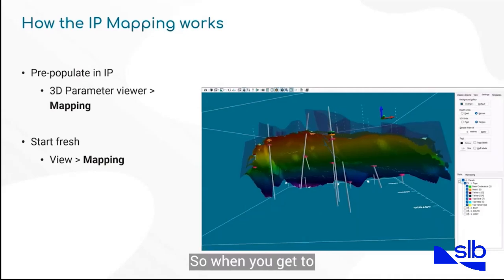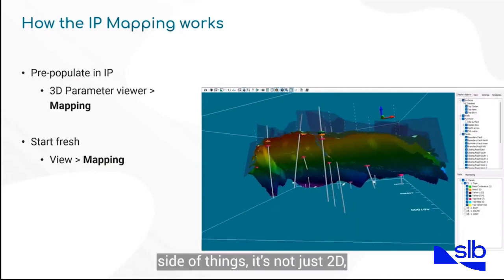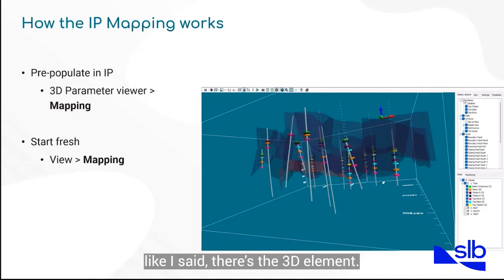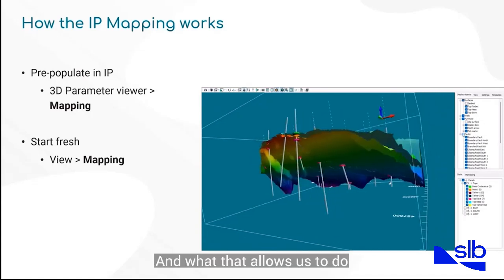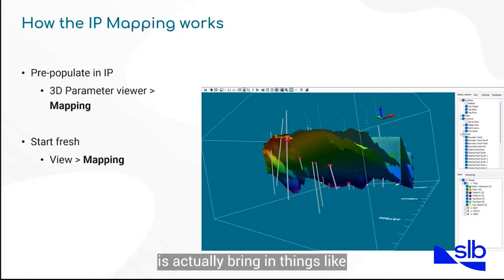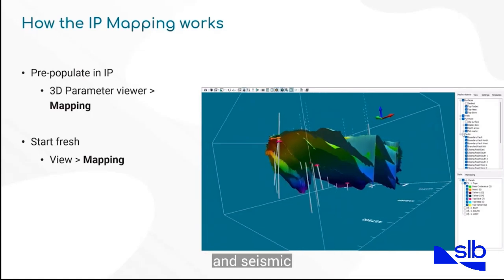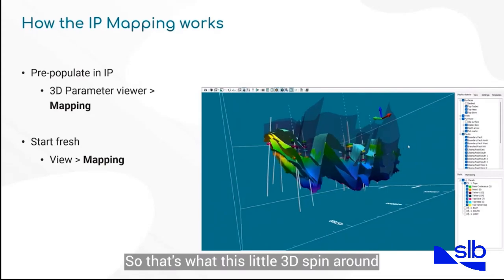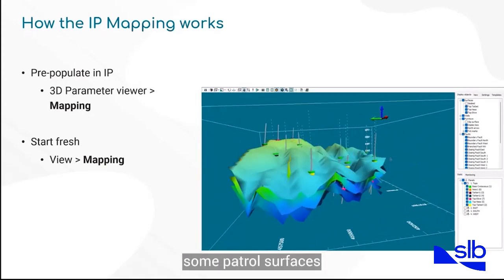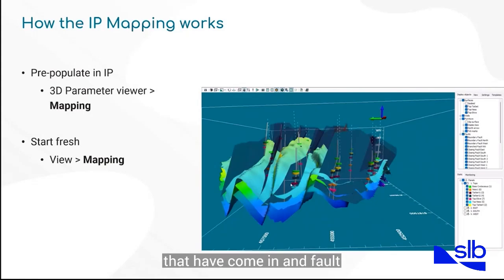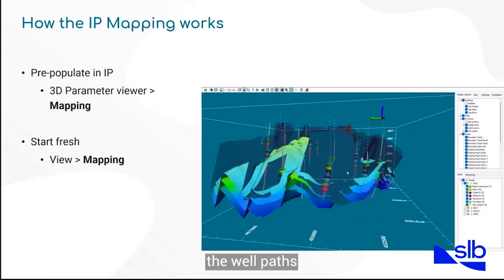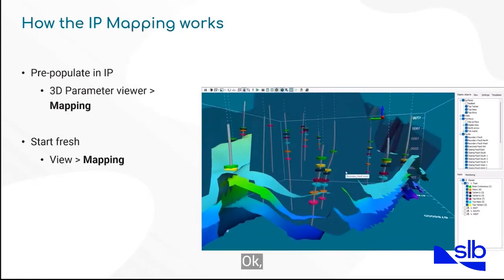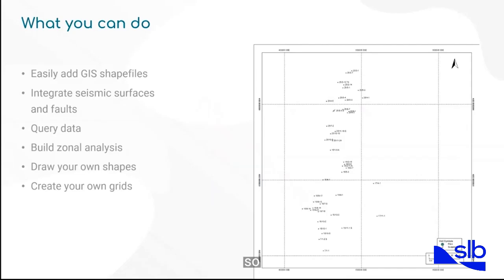So when you get to the mapping side of things, it's not just 2D, like I said, there's the 3D element. And what that allows us to do is actually bring in things like fault polygons and seismic interpreted surfaces. So that's what this little 3D spin around is showing. Some Petrel surfaces that have come in and fault polygons that have come in, the well paths with some picks on there.